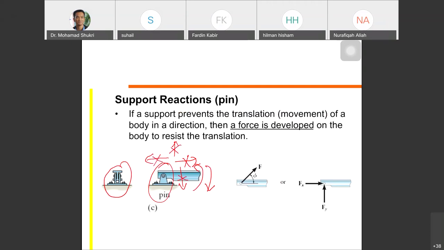So it cannot move up, to the left, to the right, or below. When it cannot move to the top, below and right, we put the force like this: Fx and Fy. So we put the unknown forces here for the pin. This is a very famous support in questions, the pin. Once we have a pin, you can put the unknowns, which are Fx and Fy. So number one, we have roller. Number two, we have pin. Roller only has this one, while pin has Fx and Fy.